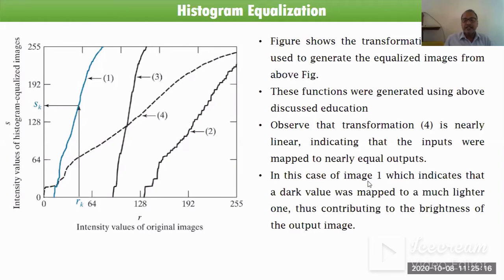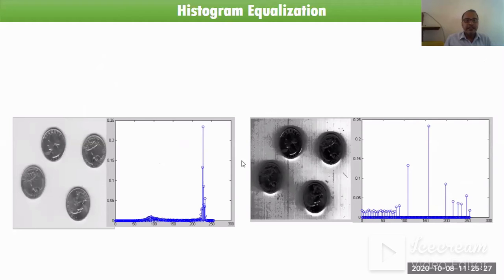So in this case, the image 1 which indicates that the dark values are mapped to much lighter ones, thus contributing to brightness of the output image. Okay, so this is our diagram.